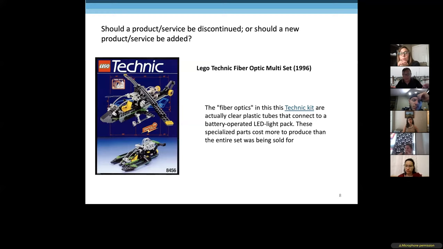I think in the early 2000s, Lego almost went bankrupt, okay? So this is a Lego product design from 1996. It's the Lego Technic fiber optic multi site. This product has clear plastic tubes that connect to a battery operated LED pack. These specialized parts cost more to produce than the entire set was being sold for, okay? So they are losing money by having this product. They probably didn't do a good job of knowing the cost, because later on they figured out this is clearly a failure. So maybe you need to discontinue this product, okay?